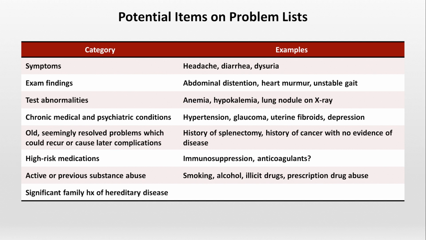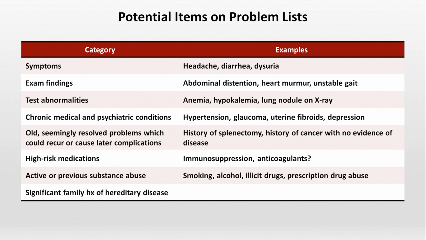Significant family history of hereditary disease. This category can be particularly subjective since a lot of common diseases have genetic components, such as diabetes and heart disease. But you should limit this category to a family history that will substantially change how you approach the patient's care. For example, if a female patient's mother had breast cancer at the age of 70, that does not belong on the patient's problem list.